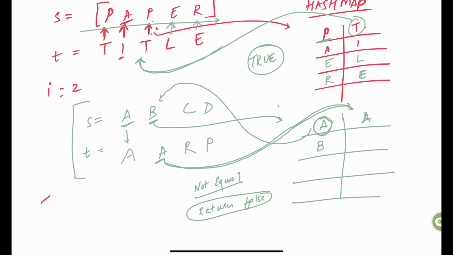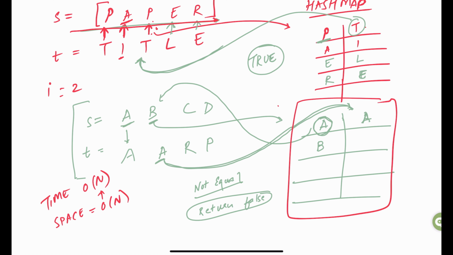If the two match, great, we'll continue the iteration, or else we'll stop the iteration and return false. In this solution, our time complexity is O of n, where n is the length of the string, and the space complexity is also O of n, as we are maintaining the hash map with all of the characters that need to be replaced to make the string isomorphic.